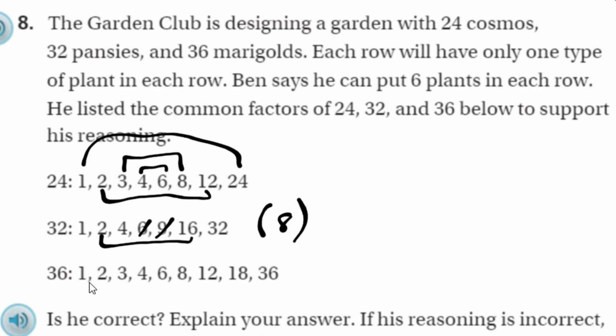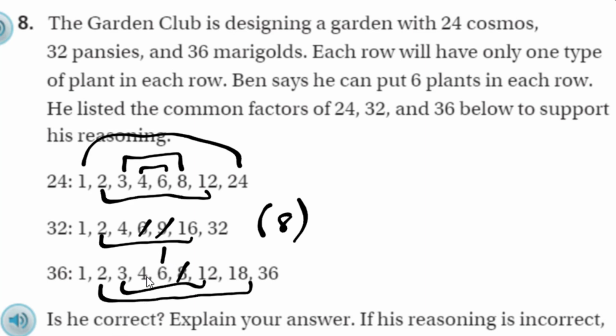Okay, I can see. 36: 1, 2, 3, 4. 6 times 6 is 36. 8 times something will give you 36? No, let me see. 8, no. I don't think that one will go in there. 12 times 3 is 36. 18 times 4, no. 18 times 2. Oh, okay, there's the 2. 6 is just listed once because it's the same digit.